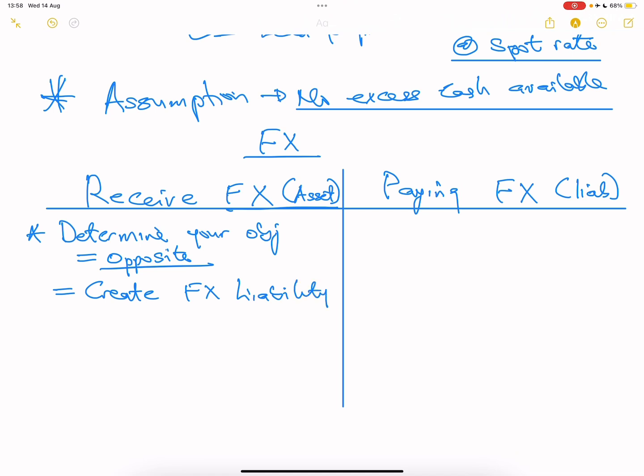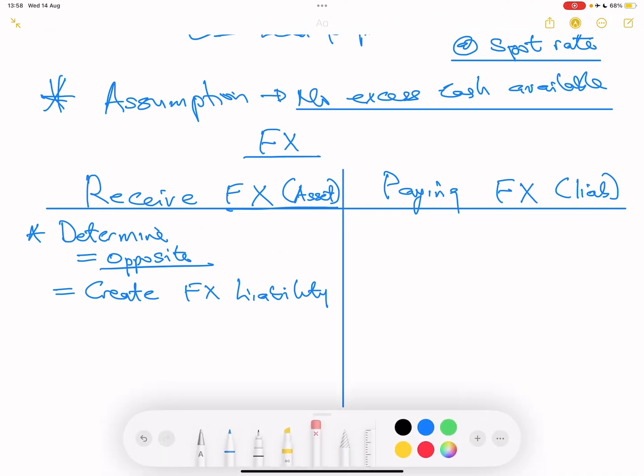So let's not call this your objective, so that it's clear. Let's call it the money market hedge objective. Money market hedge objective, that's the first thing. Determine the money market hedge objective. And remember, it's the opposite of the current situation.